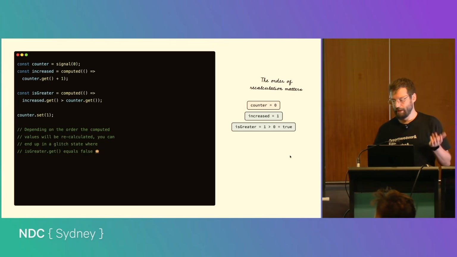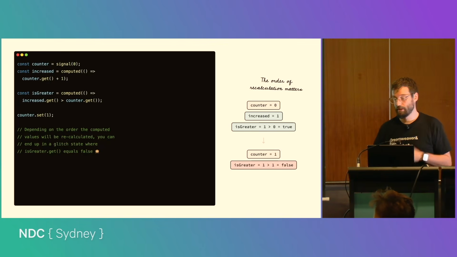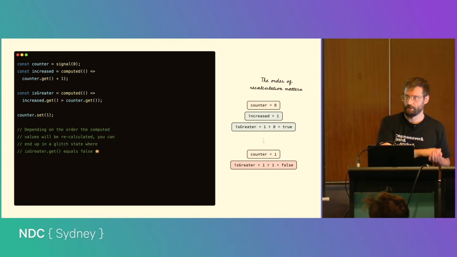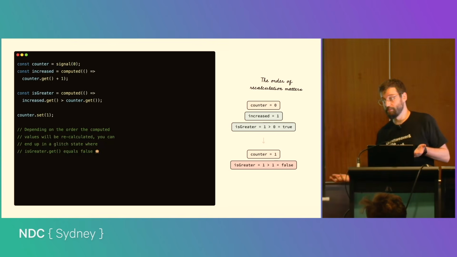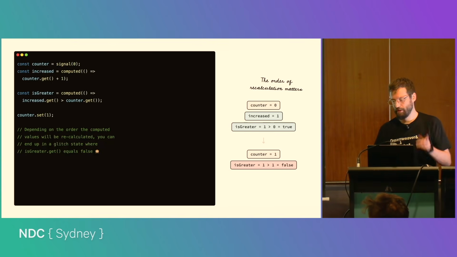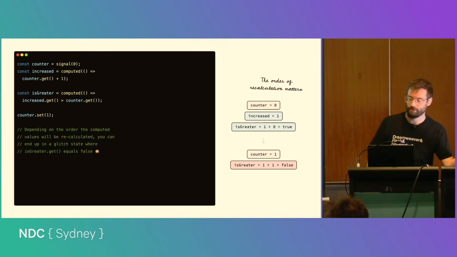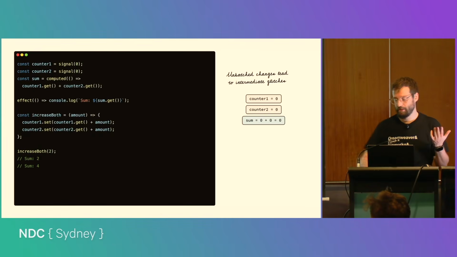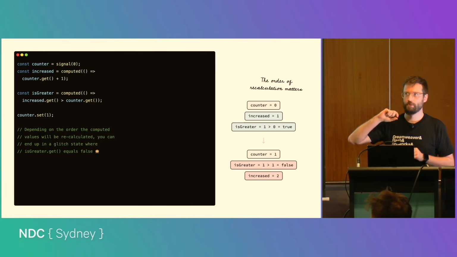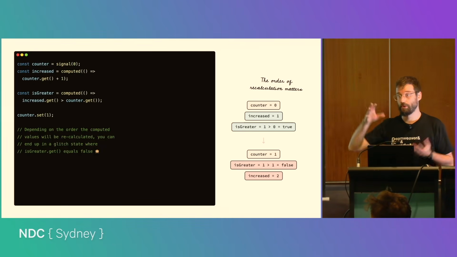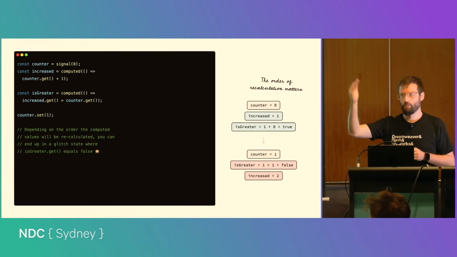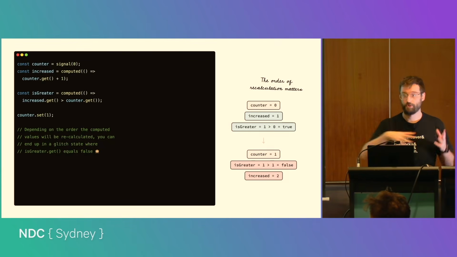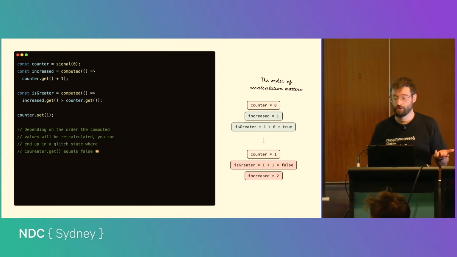If I'm not doing the recalculation in the right order, I can get into weird states where is greater is recalculated first, before increased is recalculated. So if I increase the counter, is greater is now comparing to the old increased value, so it actually gives false. Then increased gets updated. The order of recalculation really matters. So signal implementations usually use topological trees to know in which order they need to recalculate the values based on their dependencies. That's just important to keep in mind.